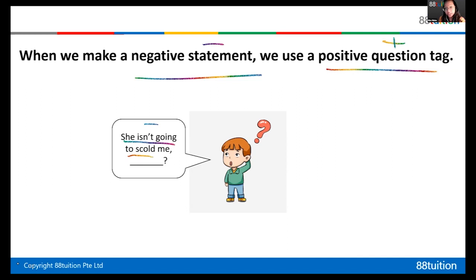So now you're going to change it to positive. So what will the answer be? She is not going to scold me. The question tag only has two words. First is the auxiliary verb. You change it. Isn't, you will change to positive. What's the positive of isn't?